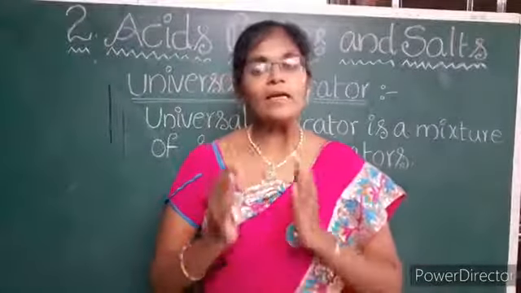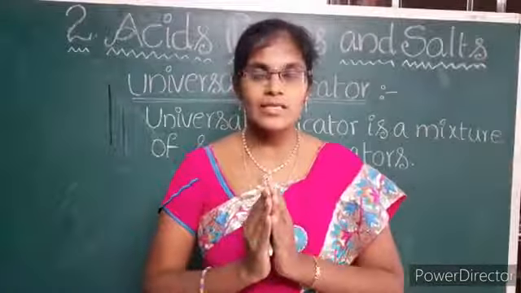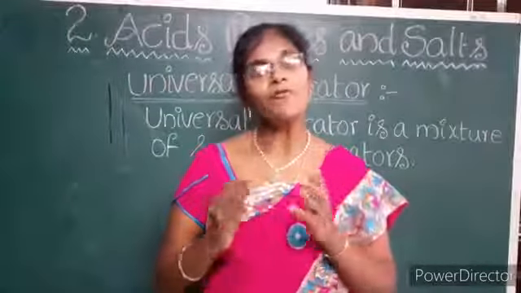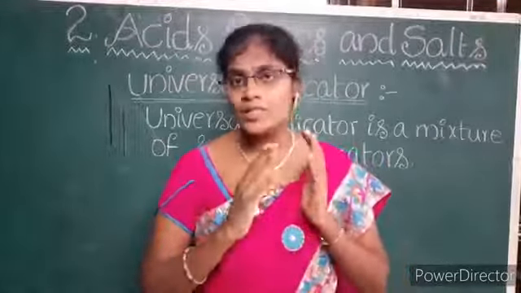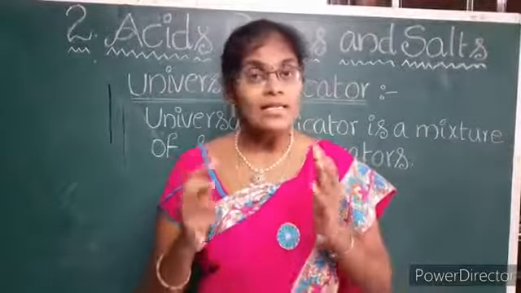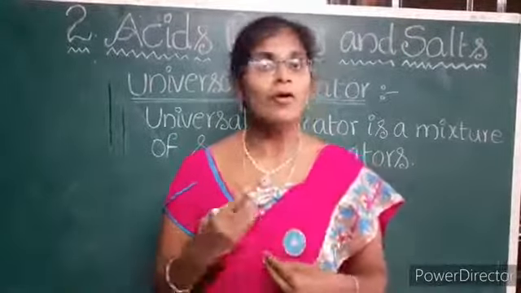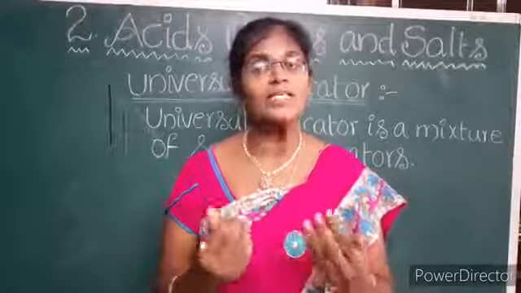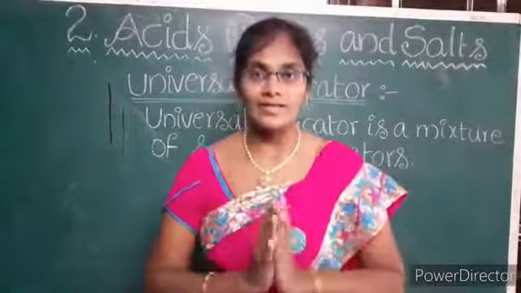And next, in activity 10, what did we understand? Yes, acids and bases are of two types: strong acid, weak acid, strong base and weak base. Which acids are called strong acids and which are called weak acids? The acids which produce more H plus ions in an aqueous solution are called strong acids, and the acids which produce fewer H plus ions in an aqueous solution are called weak acids.